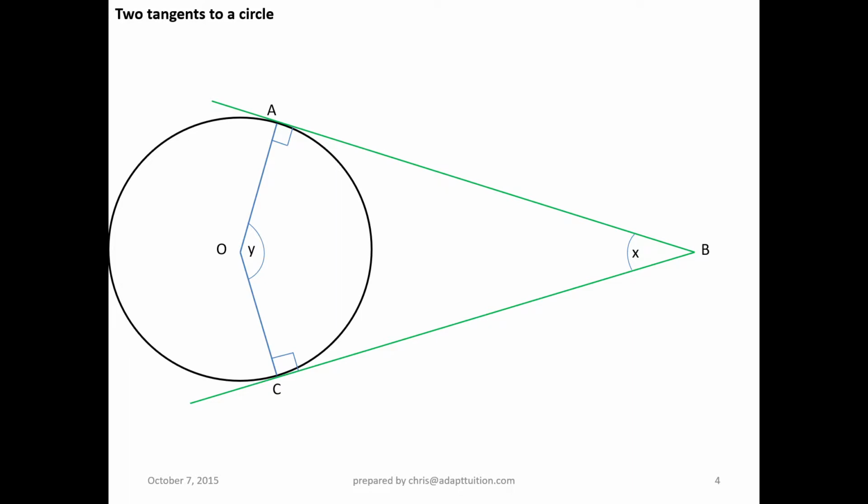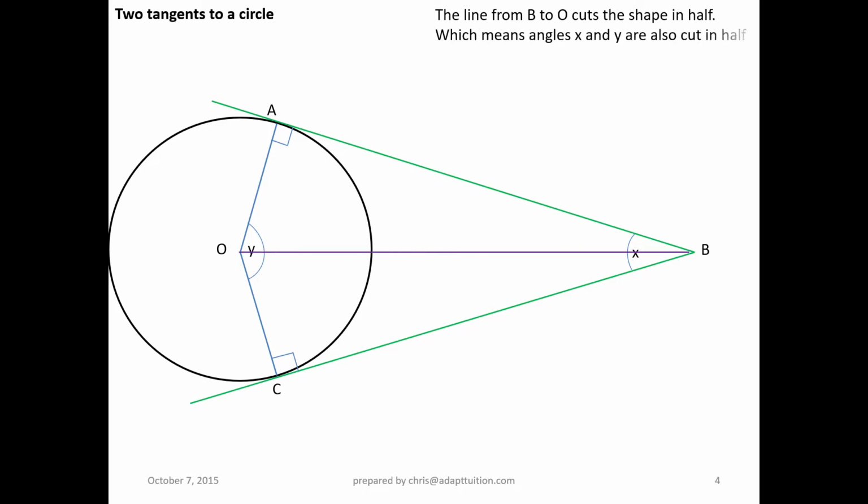I think you have to turn the page now. So now we have a line from B to O. That's the purple line, and it cuts the shape in half, which means that the angles at X and Y are also cut in half. So we're going to replace X and Y with small a and small b.